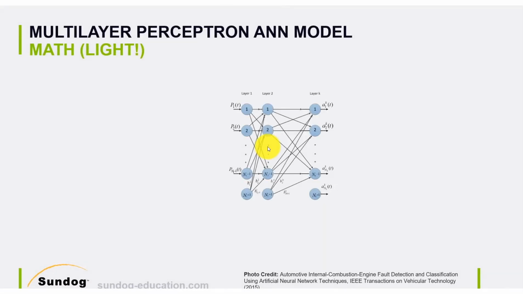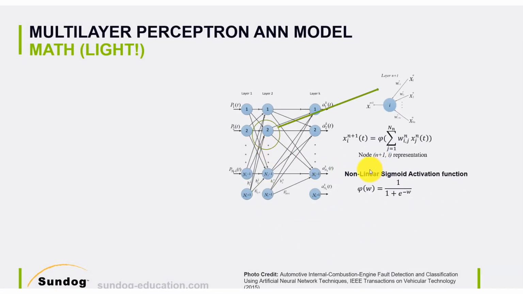Okay, so let's take a look at a little bit of math for the multi-layer perceptron network. As you can see, if we pick any of these neurons, you will see a bunch of inputs going into our neuron. So we have, let's say, x1, x2, x3, for example, multiplied by a set of weights for this neuron. The neuron will generate an output, x.